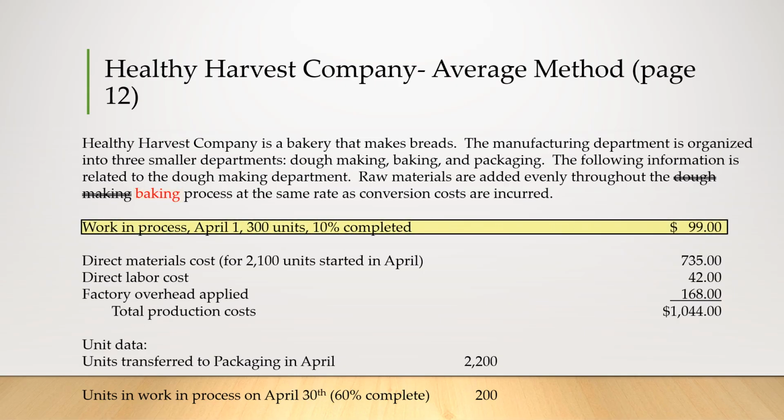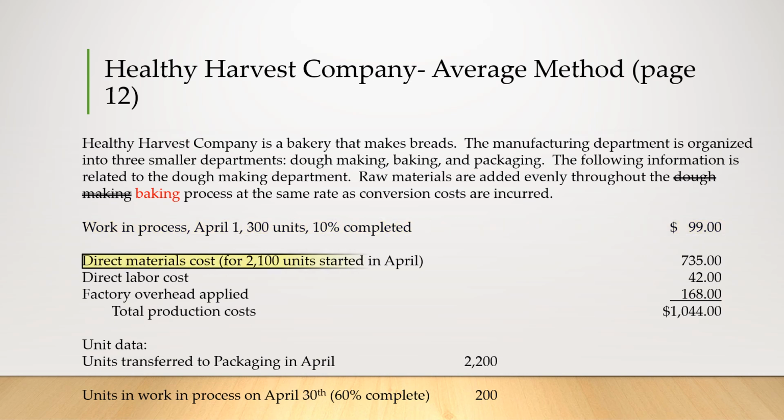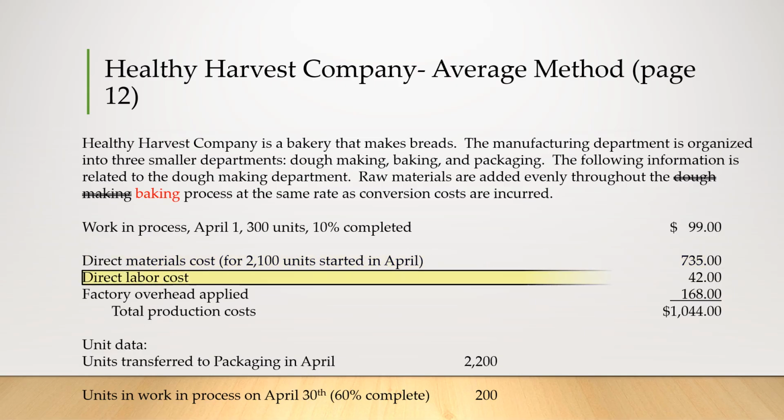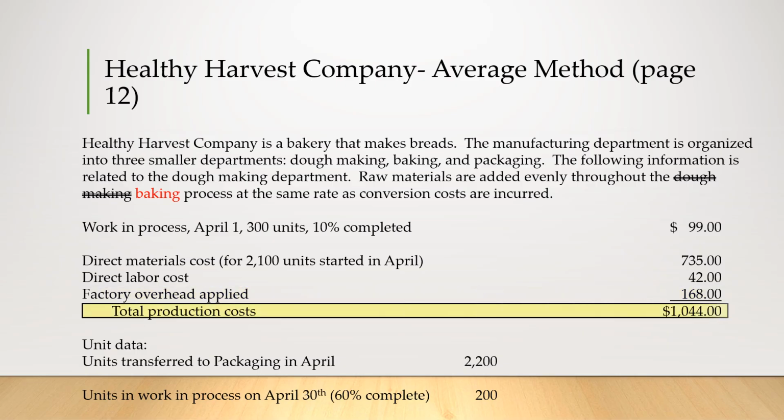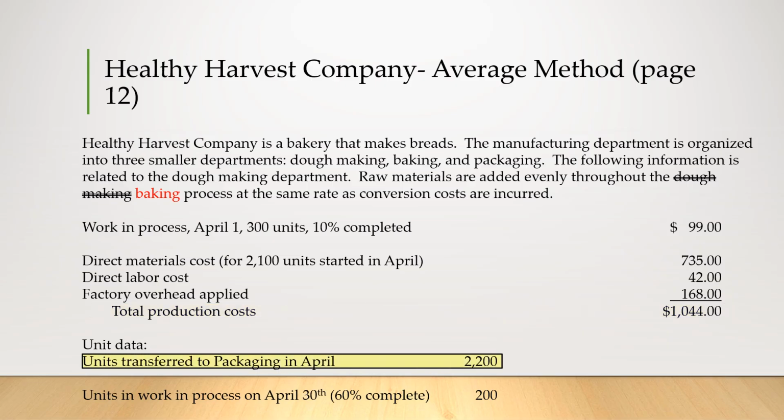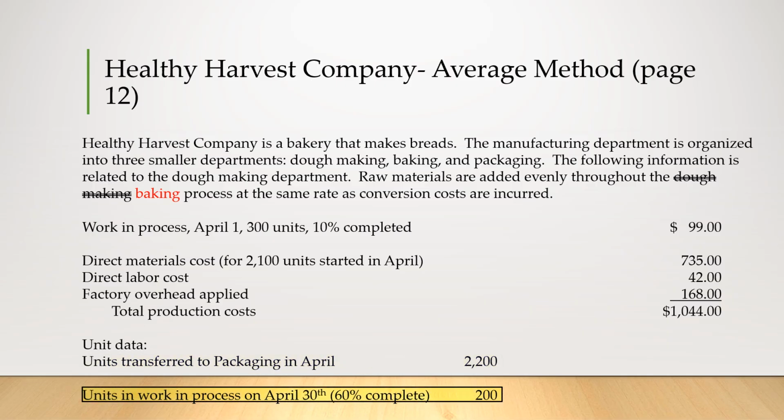Work in process on April 1st, 300 units, 10% completed, $99. Direct materials cost for 2,100 units started in April, $735. Direct labor cost, $42. Factory overhead applied, $168. Total production cost, $1,044. As for our unit data, units transferred to packaging in April, 2,200 units. Units in work in process on April 30th, our ending inventory 60% complete, 200 units.